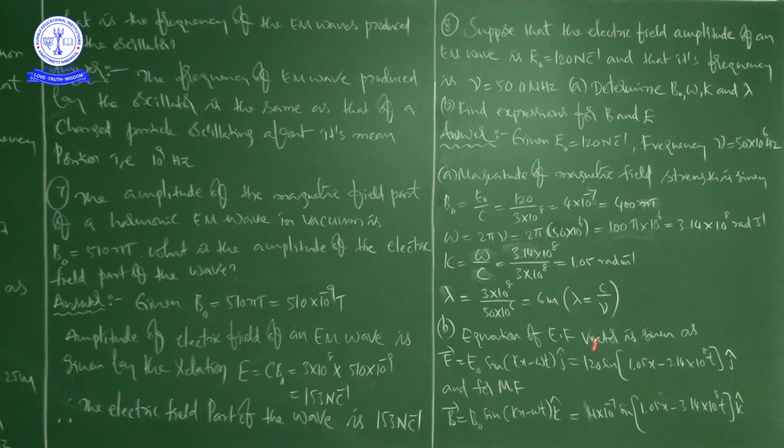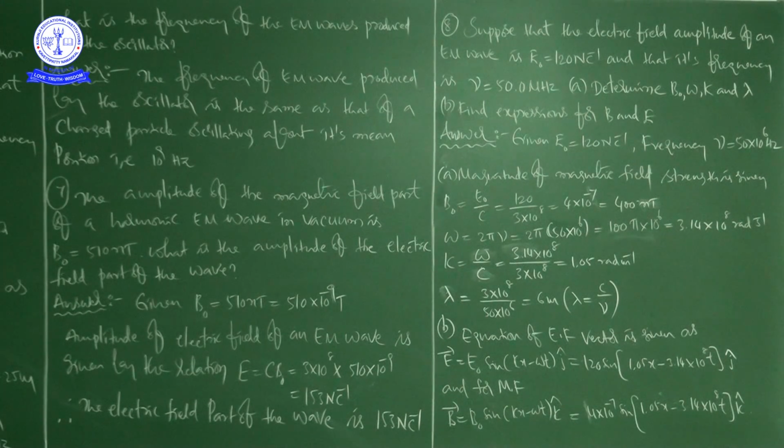See here, now we are going to write the expressions for B and E. You know this is the expression for E and this is the expression for B. If you know these values, we have to substitute them. After substituting these values, you get the expression for electric field and magnetic field. But one thing is important. I didn't write it here, but I am saying, please concentrate.